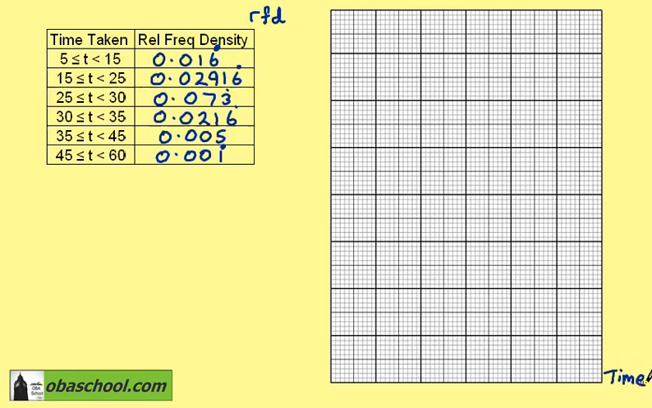Time goes on the horizontal axis. One large square represents 10 units of time. And on the vertical axis, we'll take one large square to be 0.01.